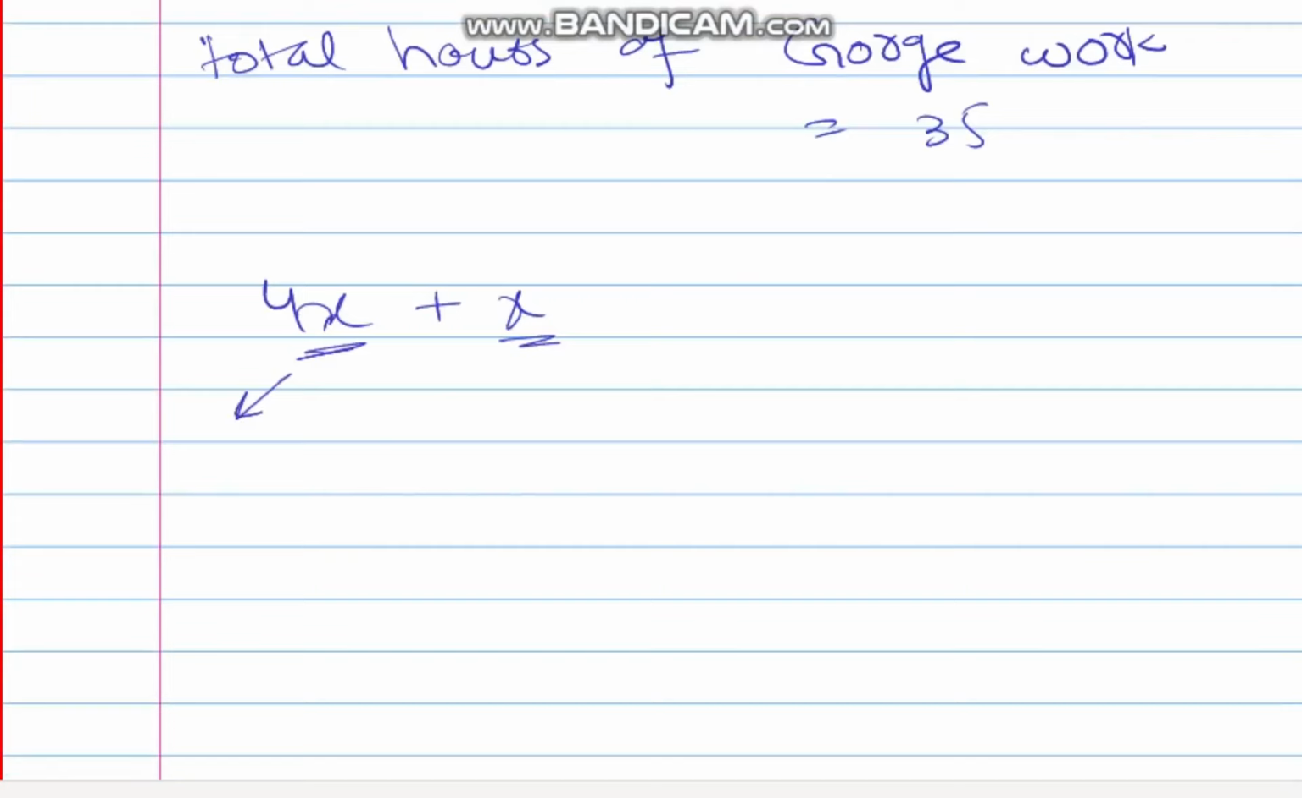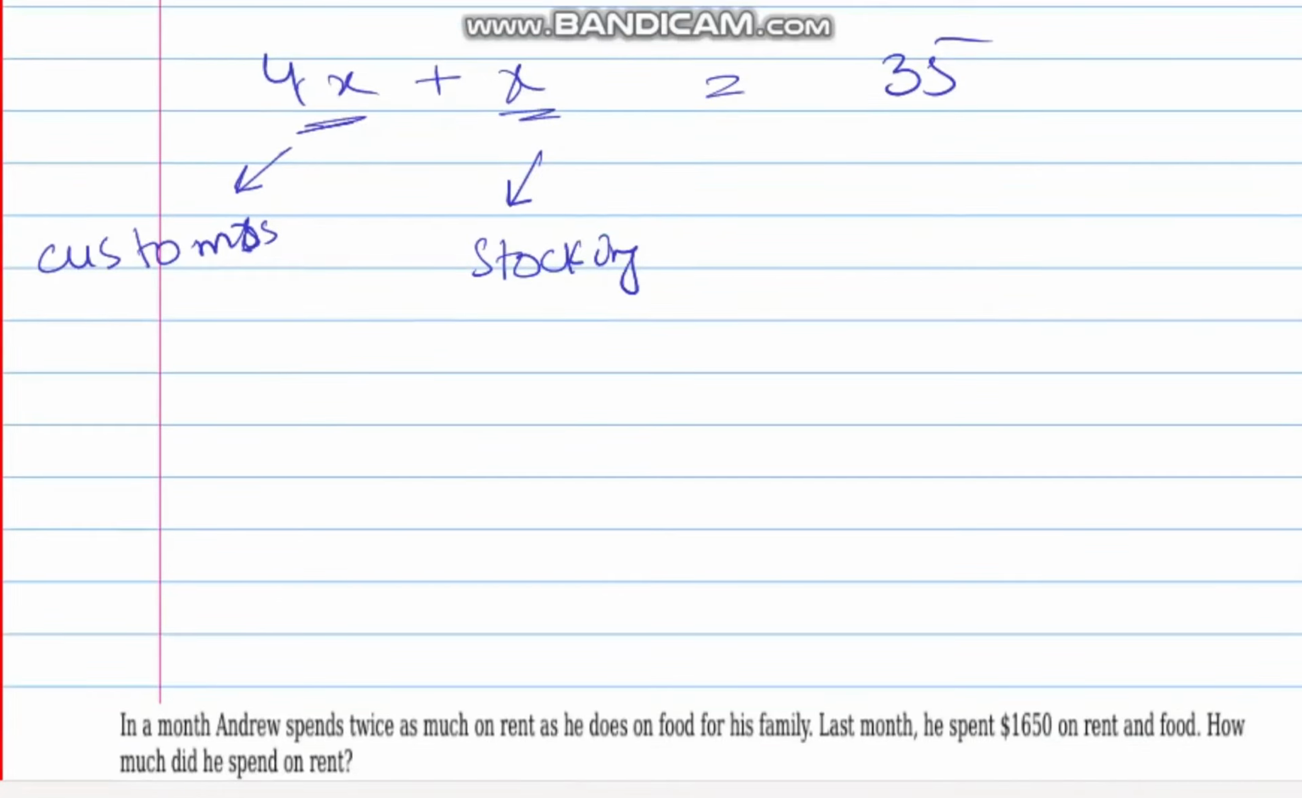Let me write here: customers. These are basically customer hours. And the x is the stocking. These hours are spent in the stocking. This will be equal to 35, and now we got the equation.